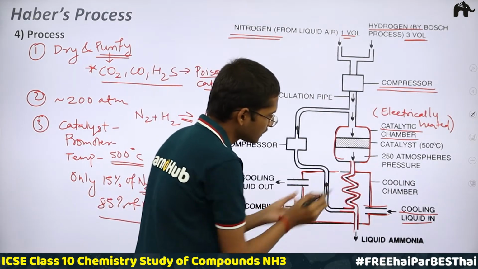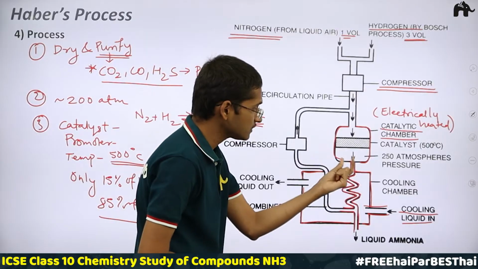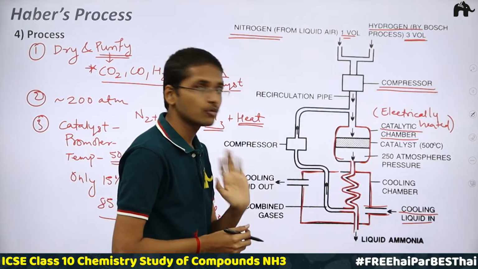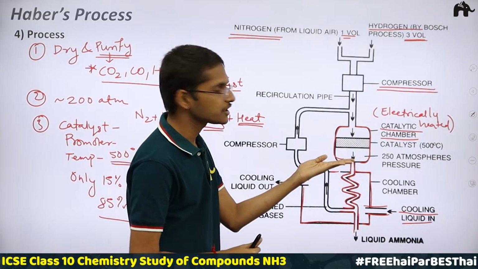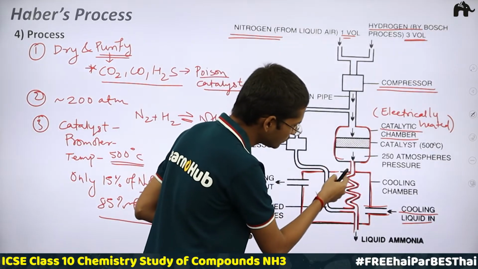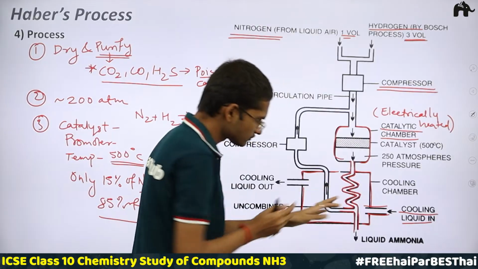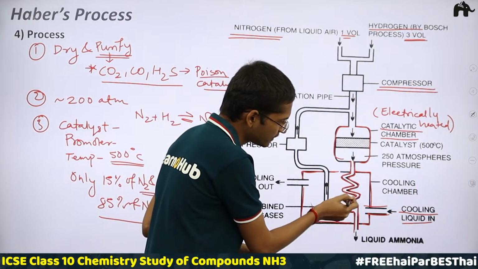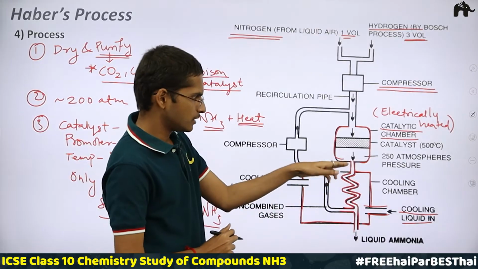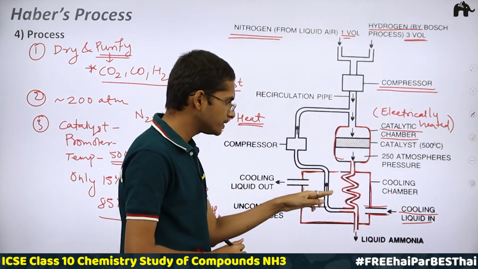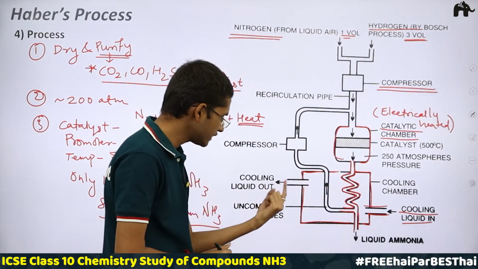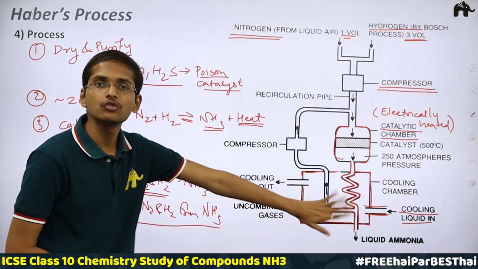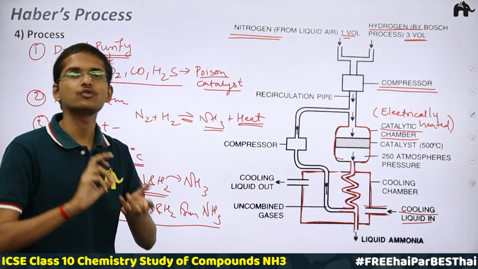Whatever heat transfer takes place here, since we know that this mixture of N2 and H2 along with ammonia is at a very high temperature, 500 degrees Celsius, here we are cooling it. So whatever heat remains in the mixture when it enters here would be dissipated into this cooling liquid, and this cooling liquid would take out this heat, and in turn it would cool the mixture of N2, H2 and ammonia.